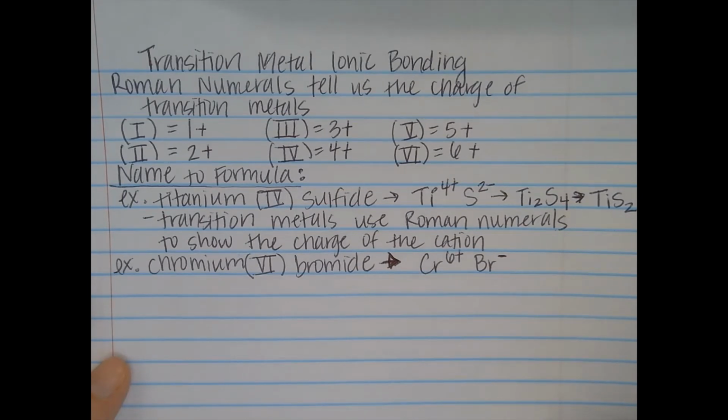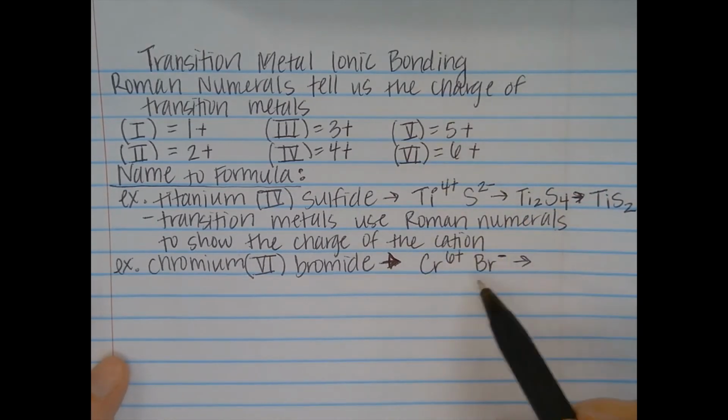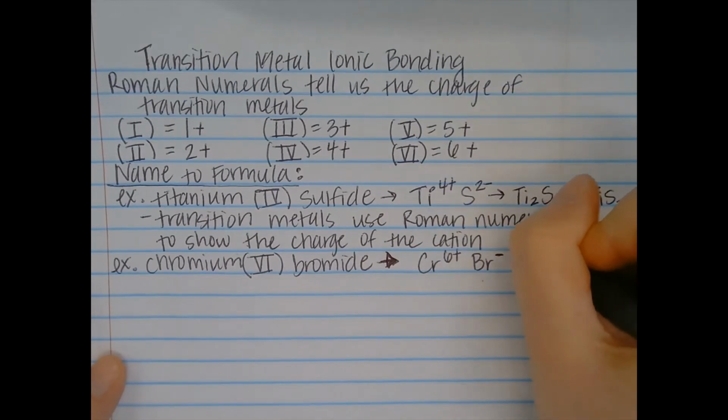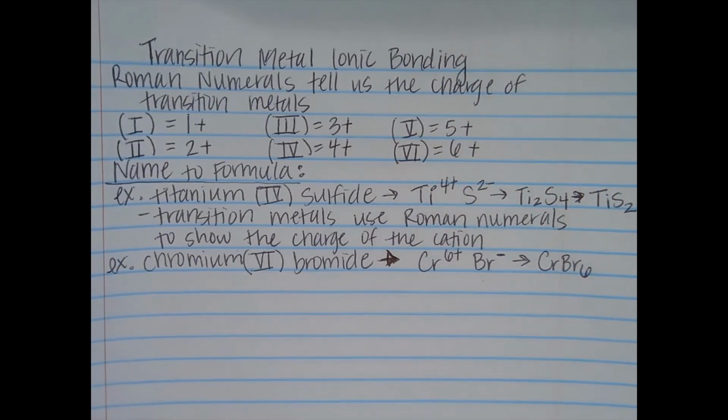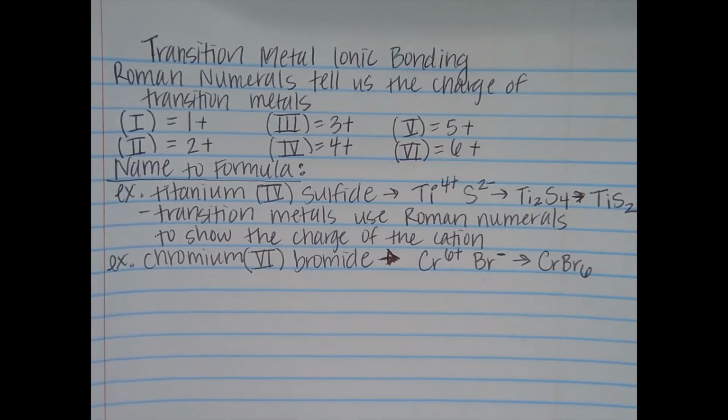So if I crisscross this, or I'm thinking about getting this in a neutral compound, I have 6 pluses, which means that I need 6 minuses, right? So if I need 6 minuses, then I need 6 bromine or bromide ions. So if I crisscross, I get CrBr6. Okay, so going from the name to the formula is pretty straightforward. It's just whatever the Roman numeral is tells you the charge. Splitting them up is a little trickier.